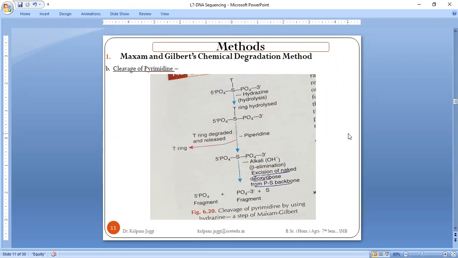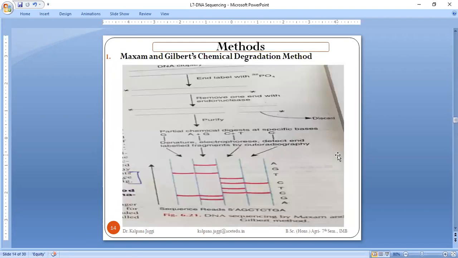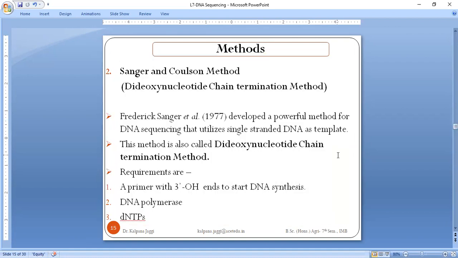So three things are to be remembered while one goes for the chemical degradation method, which was described by Maxam and Gilbert, and together it is known as the Maxam Gilbert chemical degradation method. Here what is to be kept in mind? The very first is radio labeling of the DNA. It is to be broken by endonucleases. Later on, bases are to be modified and the sugar phosphate backbone is to be broken down. So this is all about the Maxam and Gilbert chemical degradation method, right?